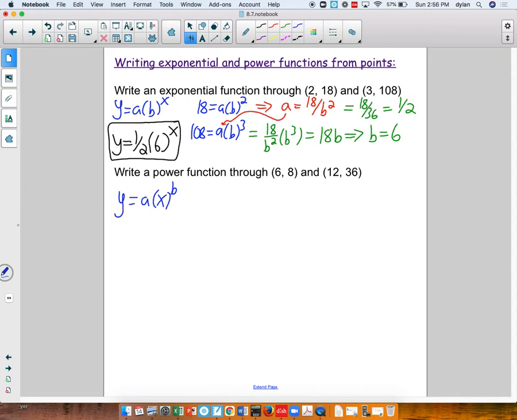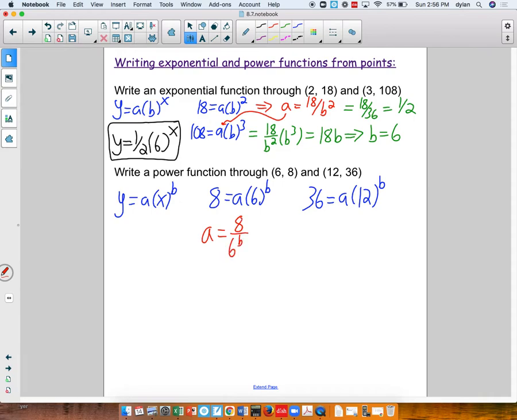So our first equation here would be 8 equals a times 6 to the b. And our second equation would be 36 equals a times 12 to the b. And again, we're just going to use substitution to solve this. So I would solve for a for the first one and have a equals 8 over 6 to the b.